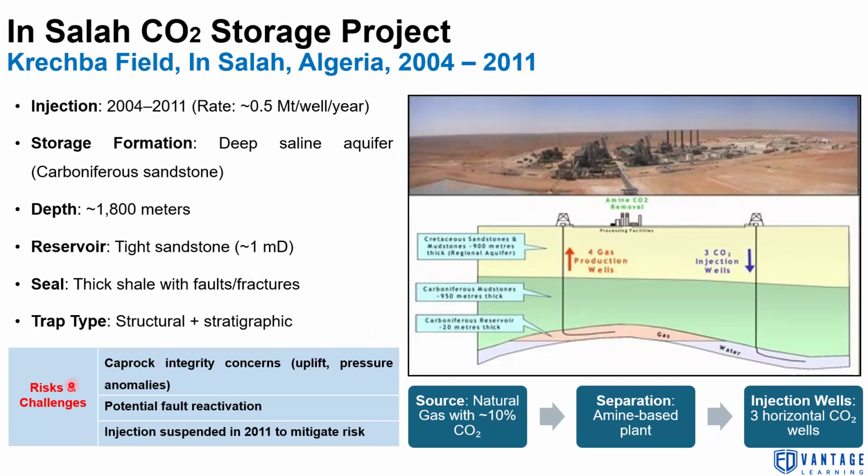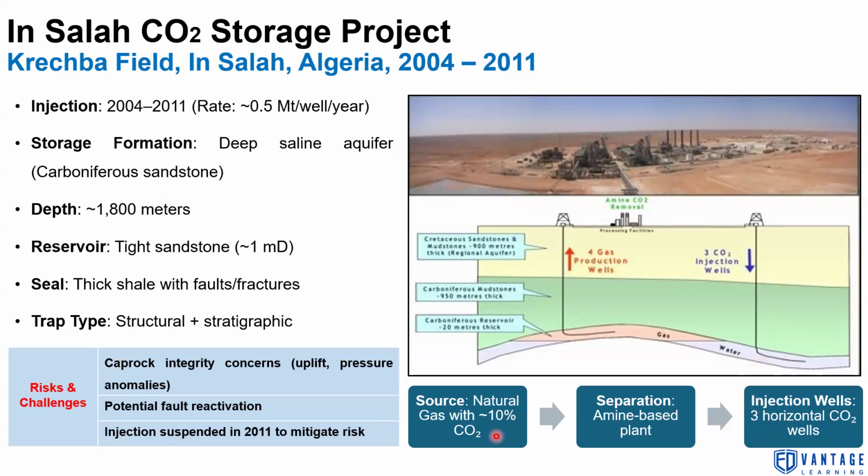So risks for caprock integrity concerns were there, where uplift and pressure anomalies were observed. They also understood that there was fault reactivation from microseismic events, and injection was suspended in 2011 to mitigate risk. Initially they were producing natural gas with 10% CO2, so they were trying to inject that CO2 back into the formation in an aquifer, right?